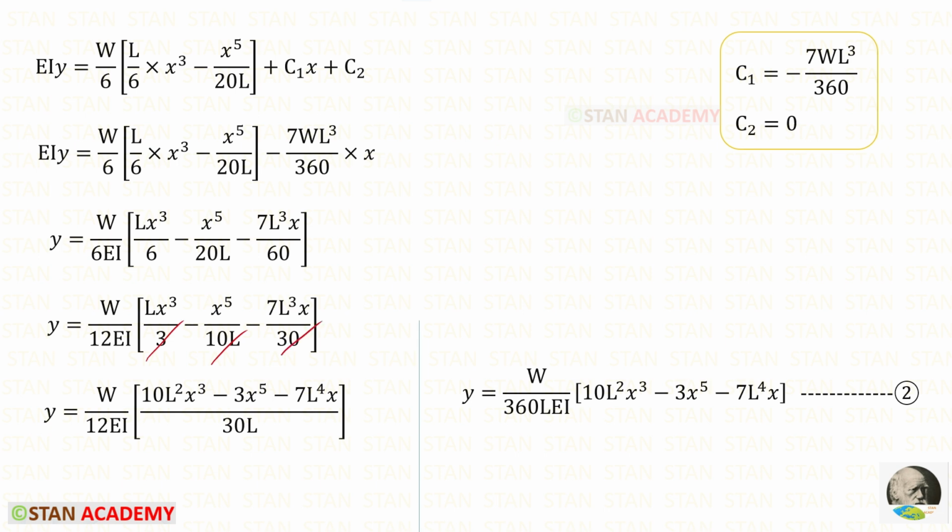For these three terms, we can take the LCM. Let us keep 30L as the LCM. 30 into 12, it will be 360. This is the expression for the deflection. Using this, we can find the deflection at any point.